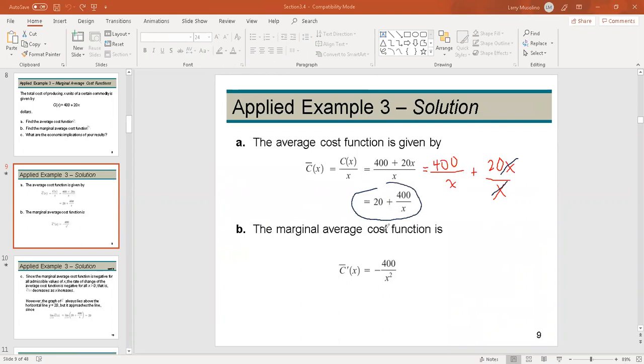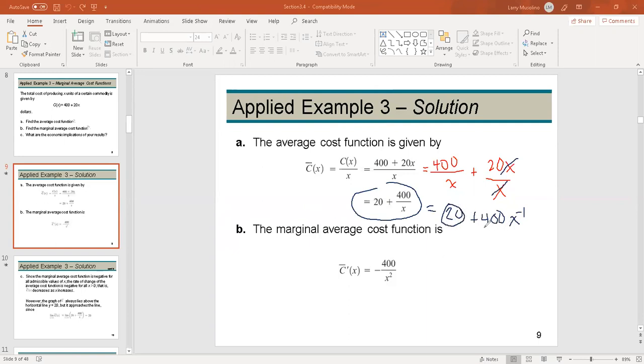Now they want me to take the derivative of this function. Well, before I take the derivative, let me write it like this: 20 plus 400 times x to the minus 1. Remember, x in the denominator can be rewritten as x to the negative 1. Let me take the derivative. Well, the derivative of 20 is just 0. Remember, the derivative of a constant is 0.